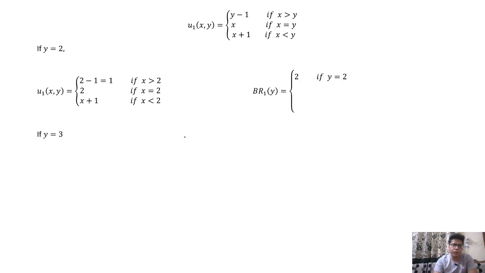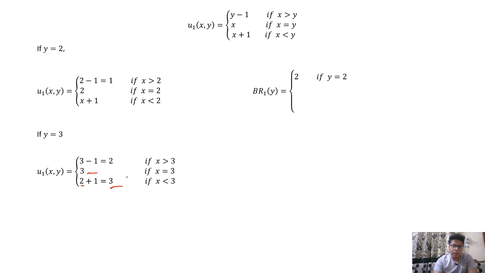What if y is equal to 3? Simply substitute y equal to 3 here. You can see the payoff function then. If y is 3, then 3 minus 1 is 2. If x is equal to 3, this is 3. And if x is less than 3, then x takes its maximum possible value, but it has to be less than 3, so the maximum possible value is only 2 here. So 2 plus 1 is 3. So 3 and 3 are both equal and the highest among all these payoffs.